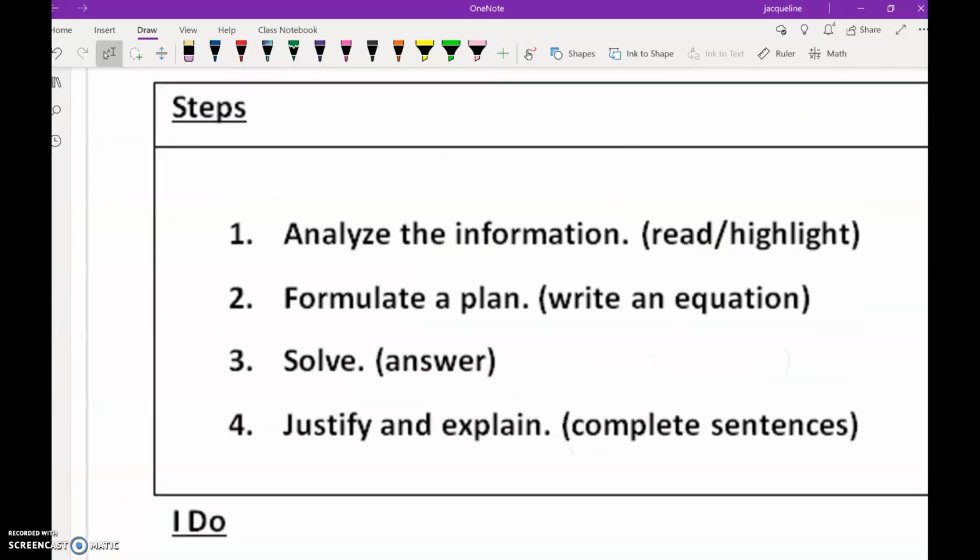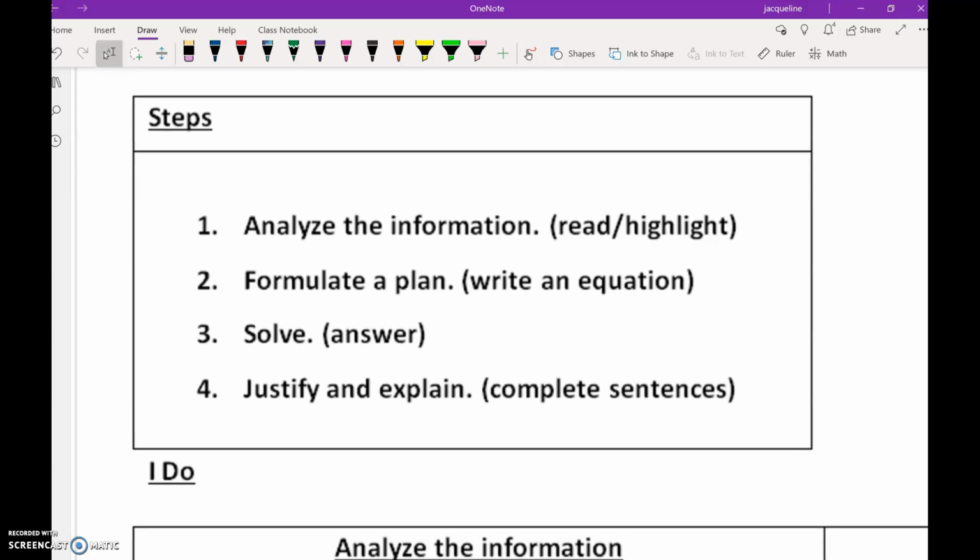Take a look at your steps for word problem. A few of my classes already received this in their notebook yesterday, which is awesome. The rest of you, which is most likely my first period, I did not get to this part of the section yesterday during class, do know that step 1 is to analyze the information, meaning that you're going to read and highlight. So please grab your highlighter and highlight that on your note, please.